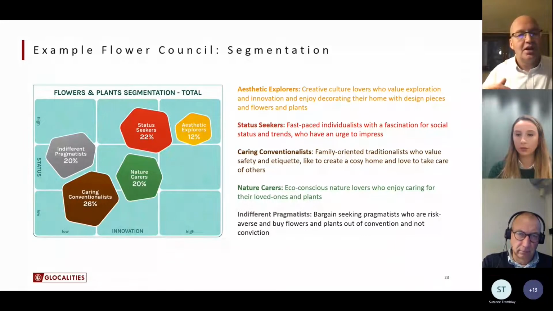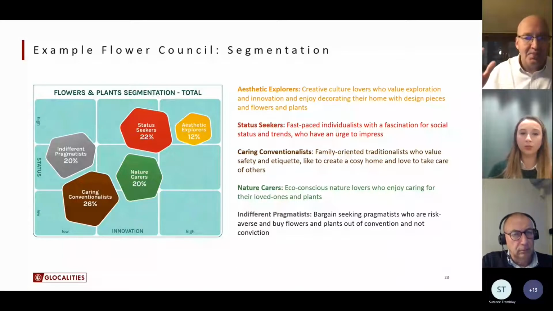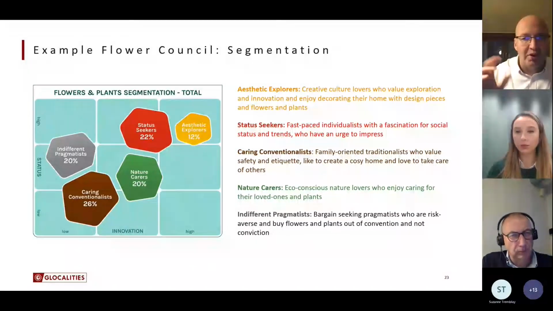And then you will always have a group called the indifferent pragmatists. You always have a group that you want to say is not worth targeting, but just a bycatch. If any sales you can get is great. They're very pragmatically oriented, very bargain oriented, and more difficult to sell. They're also difficult to reach.